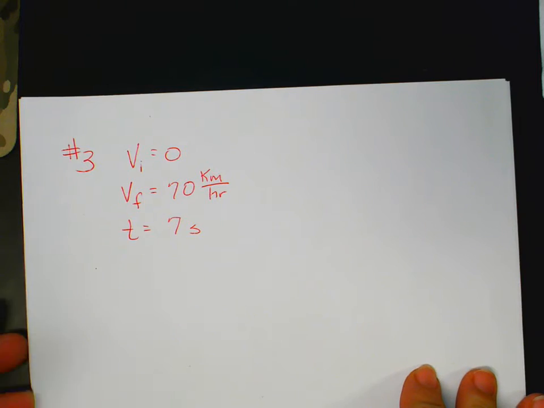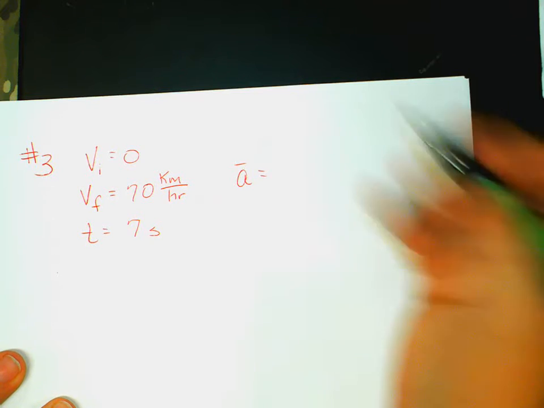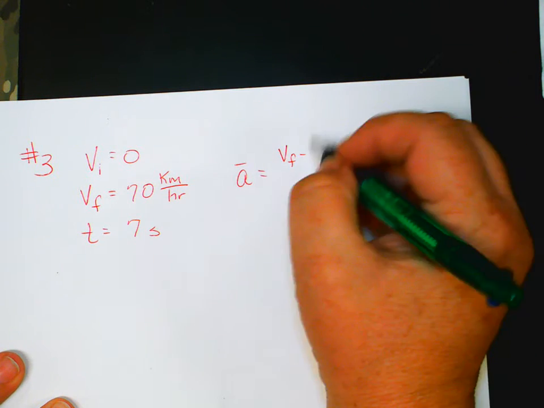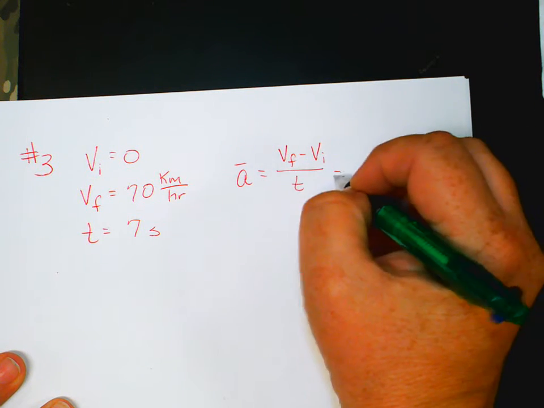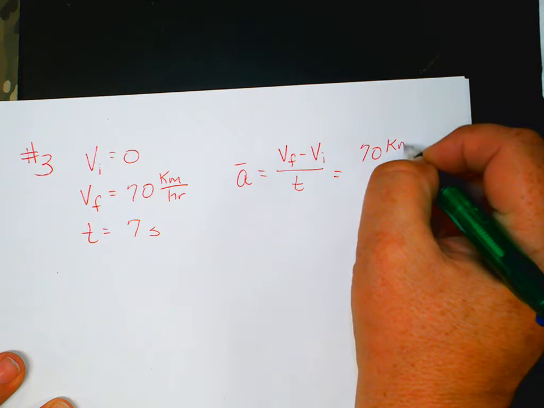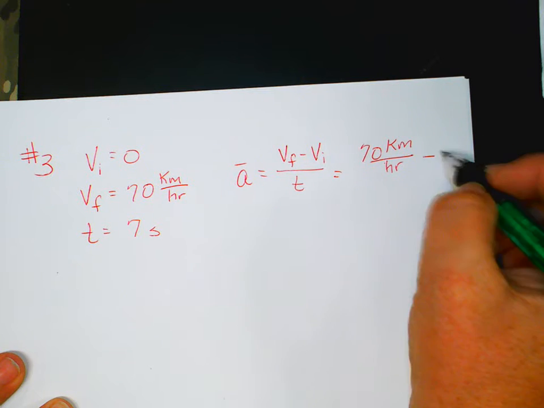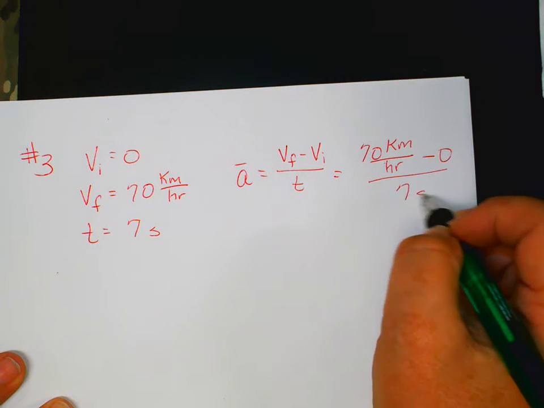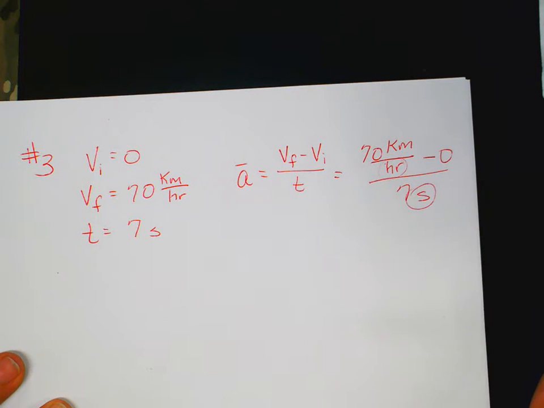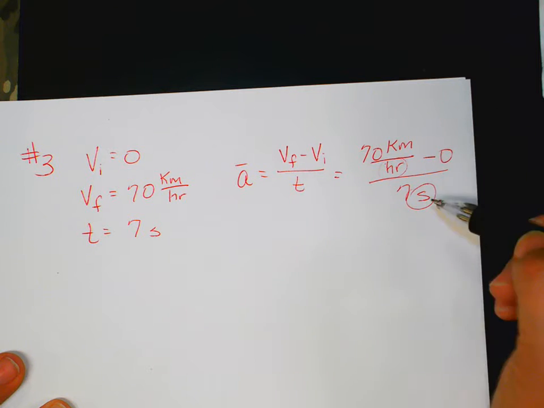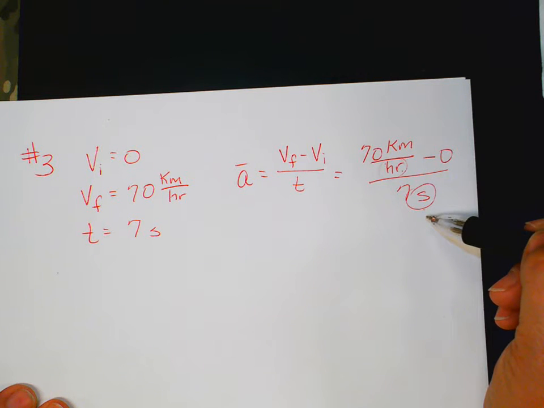If you look at the equation at the top of the page, your average acceleration is going to be your final velocity minus your initial velocity divided by time. So it's going to be 70 kilometers per hour minus 0 divided by 7 seconds. If you'll look at this, hour and seconds, okay, they don't match. All of your units must match before you can do the math.